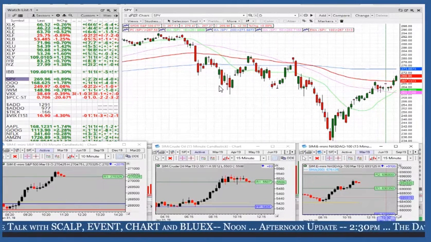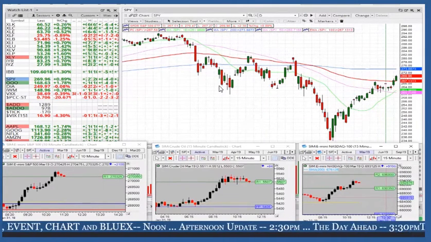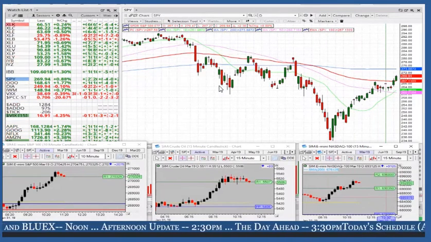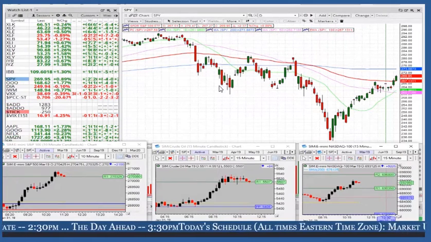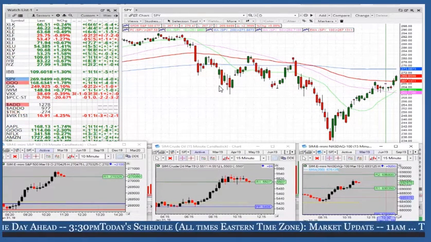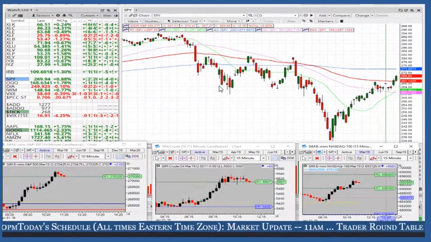Based on some of the things you guys have already highlighted, the jobs number tomorrow doesn't seem like it's going to be that big of a deal. Is that the correct way to think about it? Yes. Same with you, Chart?